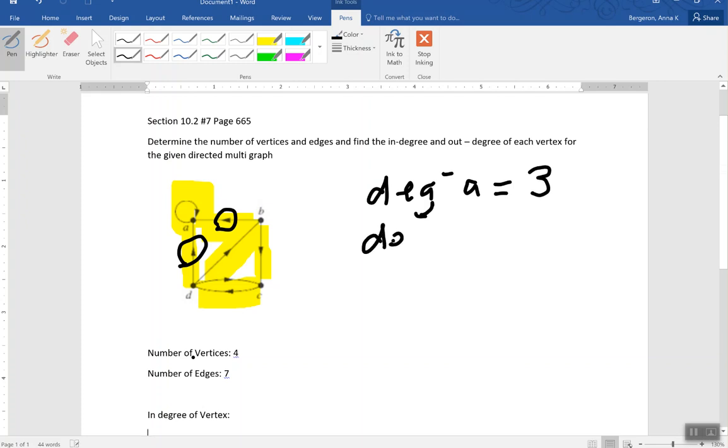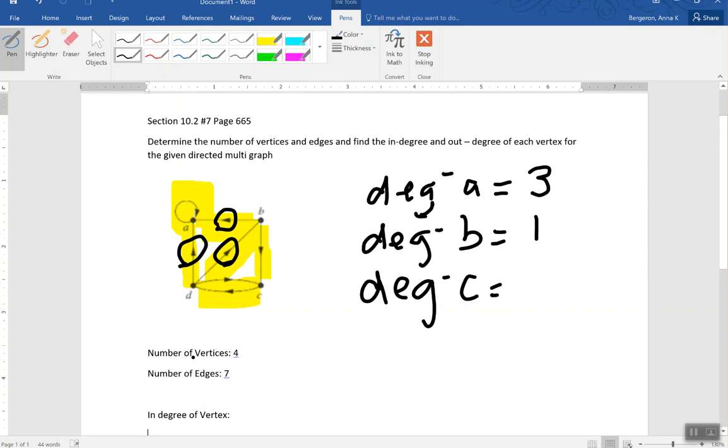Then if I look at degree B, there is 1 arrow ending at B, so that would give me 1. For degree C, my in degree, I have 2 arrows going in to C or ending at C. And then for degree D, I have 1, so my answer there is 1. So really that loop had thrown me for a loop at the beginning.